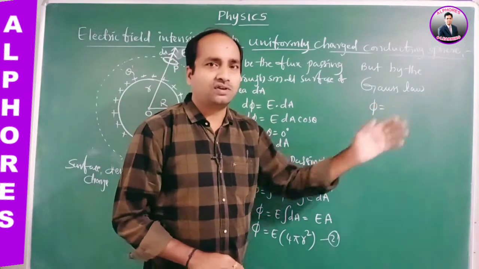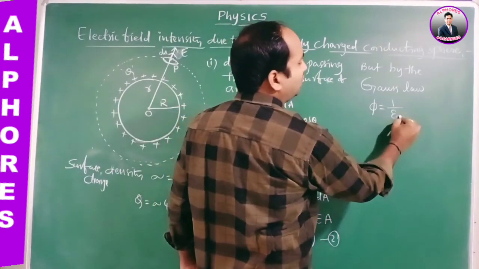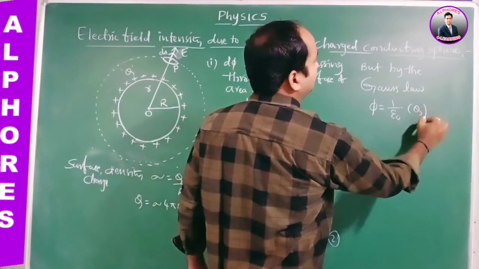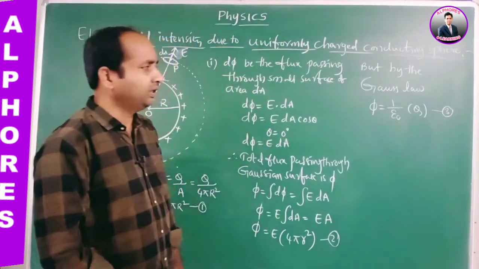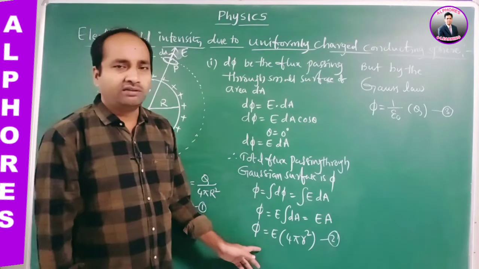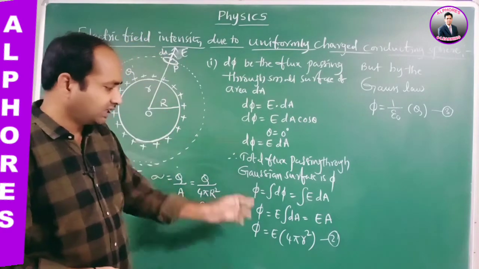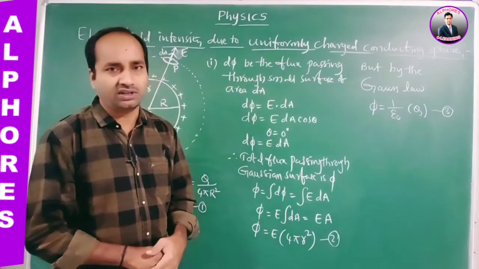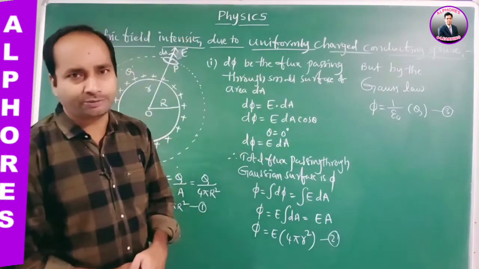Phi is equal to 1 by epsilon naught times the net charge. Only the capital Q is the net charge. Let us take this as equation number 3. Whenever we are calculating the flux through the closed surface, we got E into 4 pi r square. But according to the statement, the flux phi is equal to Q by epsilon naught.